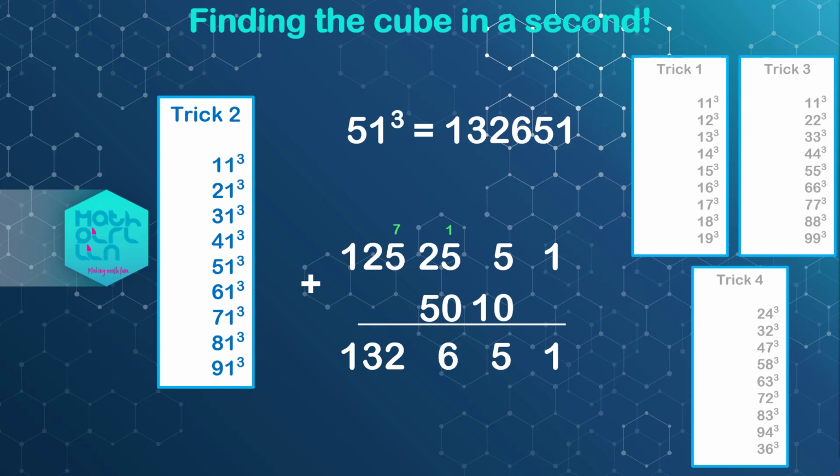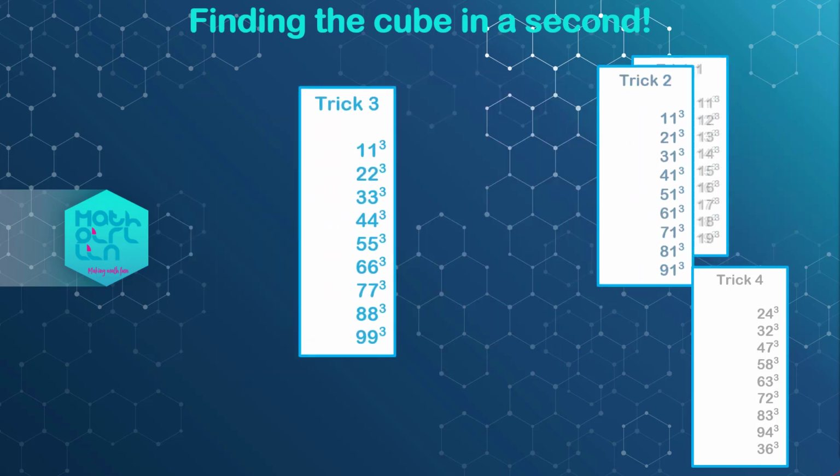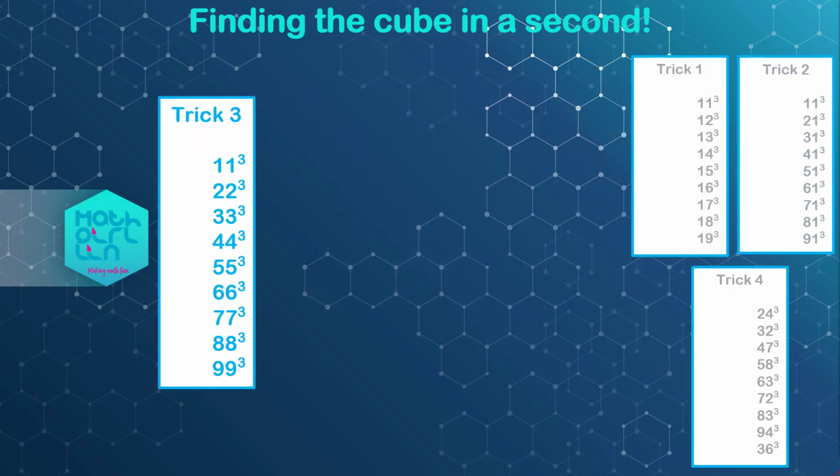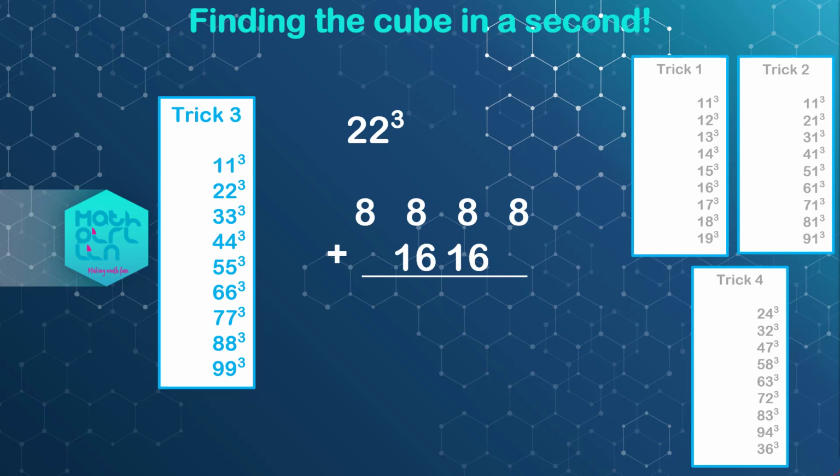On to trick 3, which I think is the easiest of the lot. In this trick, first you write the cube of the unit digit 4 times. So in this case of 22 cubed, the cube of 2 is 8. Then, just like the previous tricks, double the second and third set, which will be 16 in both cases. Now just add 8. 8 plus 16 is 24.